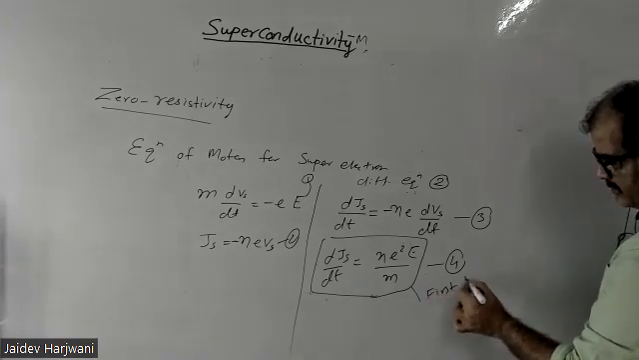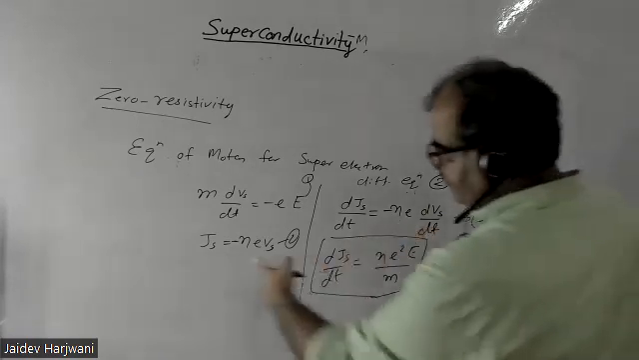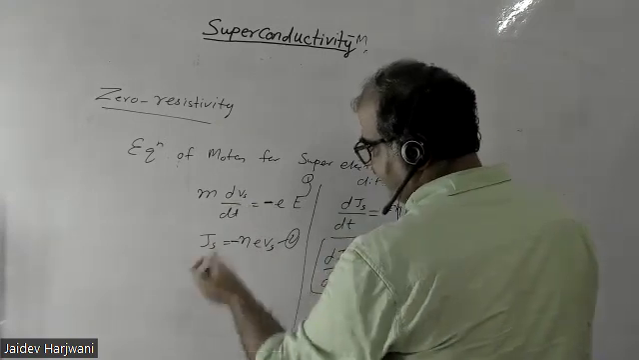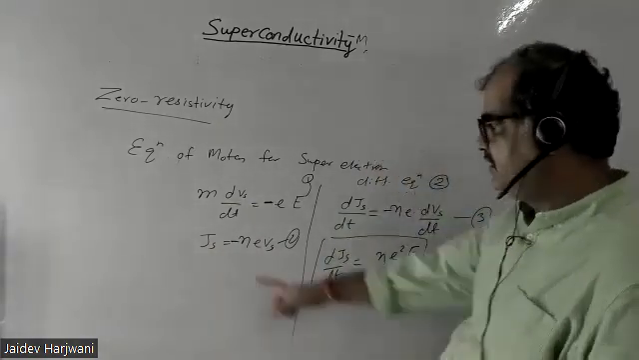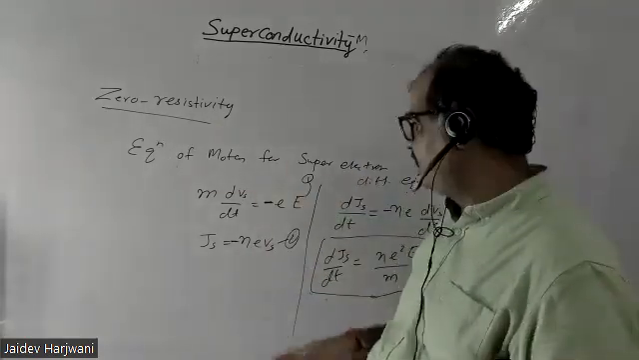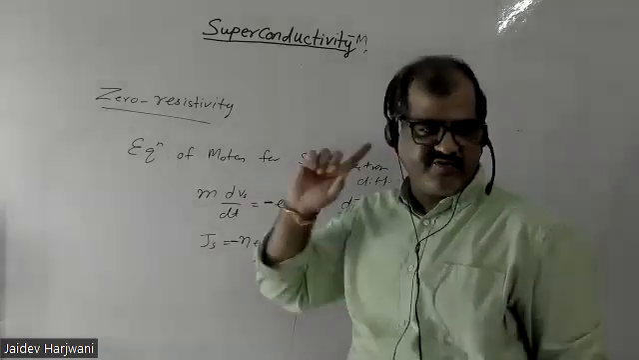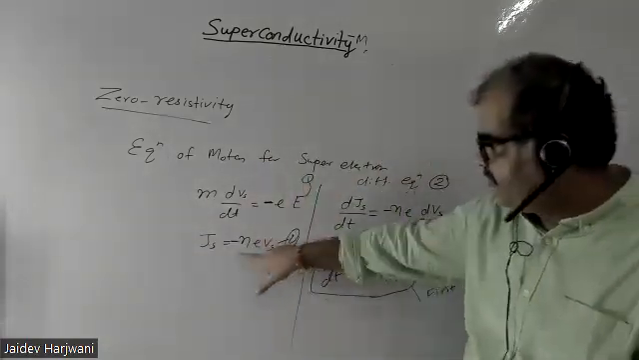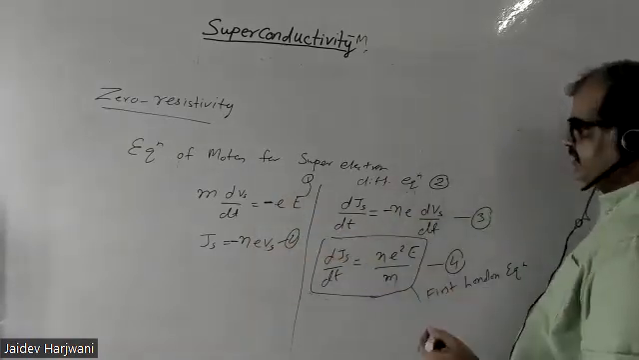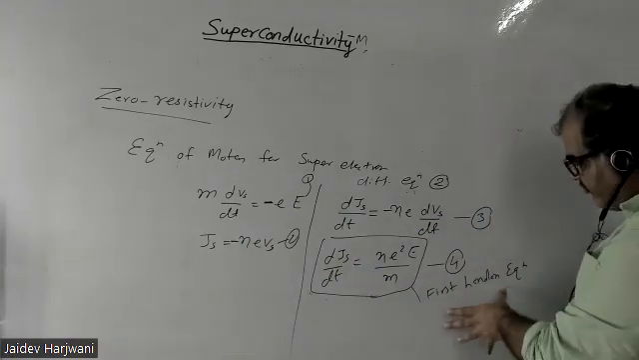Sir, why is there a negative in dJs by dt? If you put minus here, when you apply an electric field, the electron moves in the opposite direction of the field. Similarly, the current density is measured opposite to the direction of flow of electrons. If you put both positive, you don't need it. If you put both negative, it comes out positive. So now this is your first London equation.